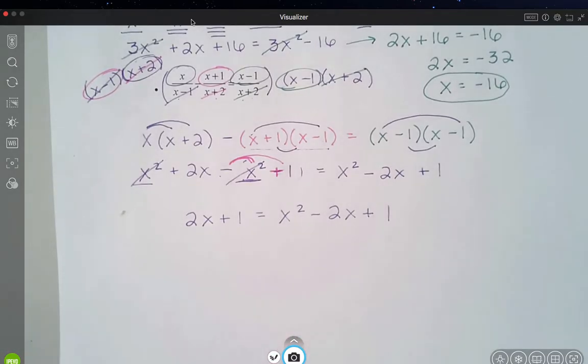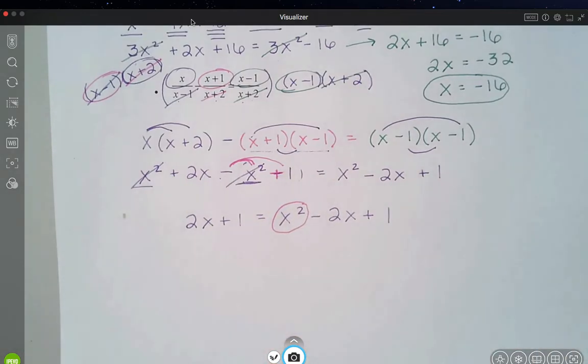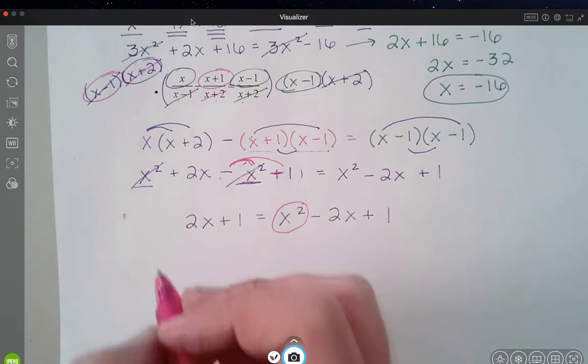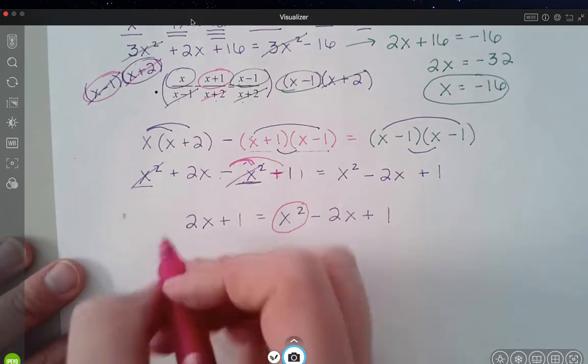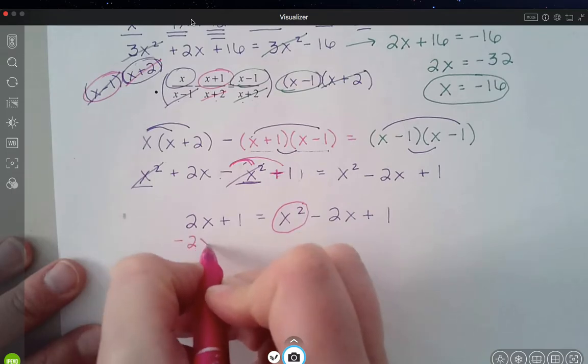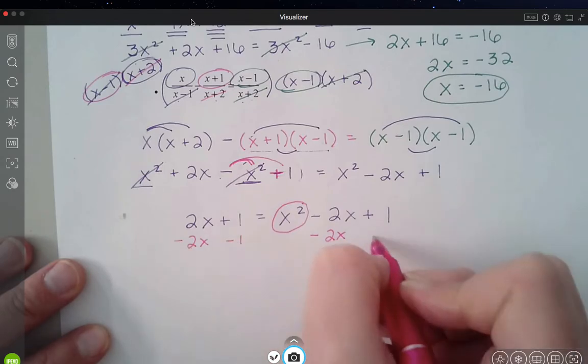Because that x squared is still there, I know that I'm ultimately going to have to use the quadratic formula here, because I still have a quadratic going on. So what I'm going to do is move these two things over to this side so that I have it all equal to 0. So I'm going to subtract 2x from each side, and I'm going to subtract 1.